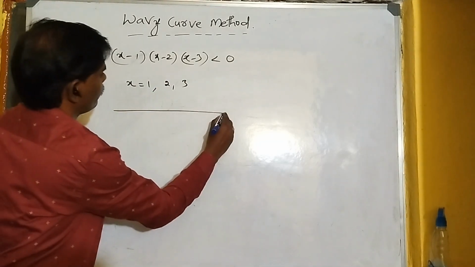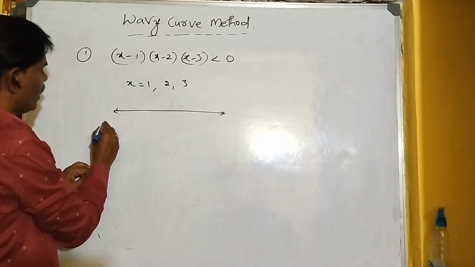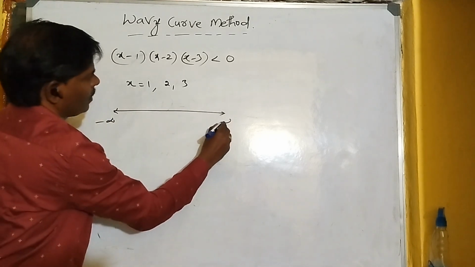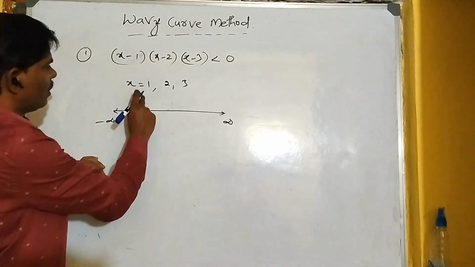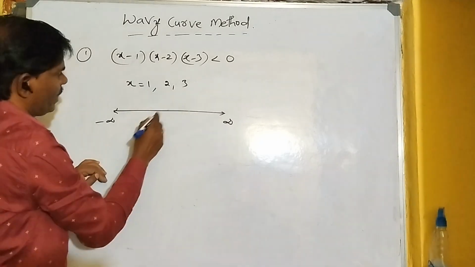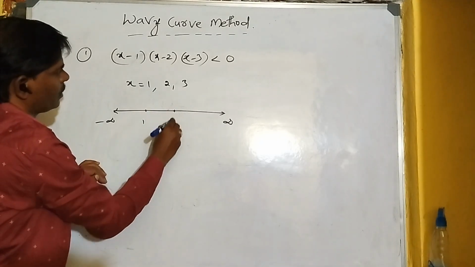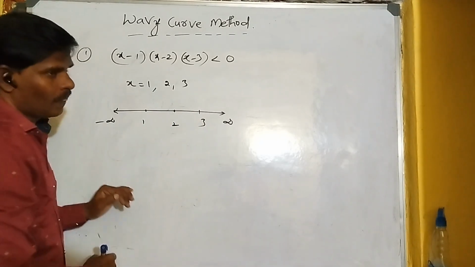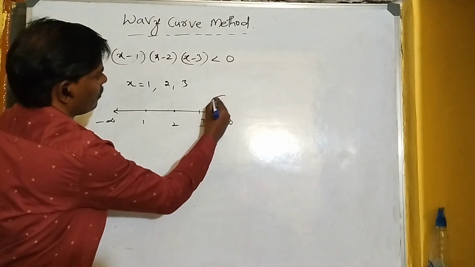Take the number line, with minus infinity on one side and plus infinity on the other. What is the order? Increasing order: here 1, here 2, and this is 3. You start the wavy curve from here onwards.